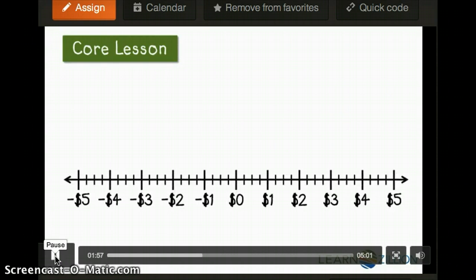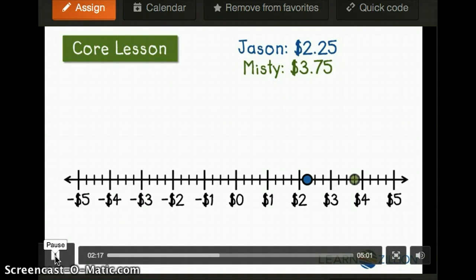Now we're going to be using a number line to help us see the relationship between these values. Let's start with Jason. Jason made $2.25. That's a positive amount, so he's going to be in the positive direction on the number line at $2.25. Misty made $3.75, also a positive number. She will be at $3.75 on the number line. And Lily made $1.50. She will also be in the positive direction, $1.50.